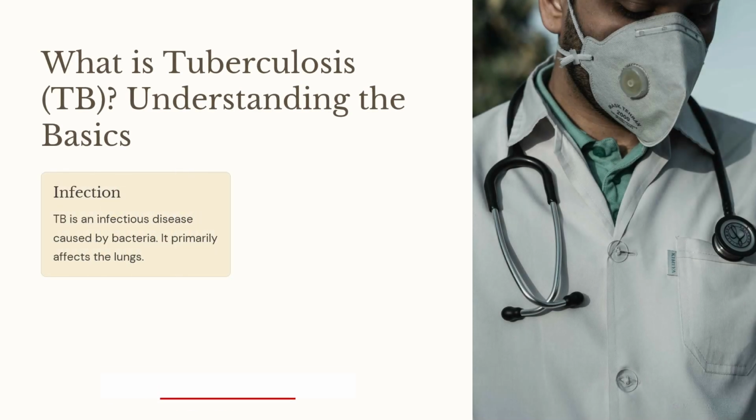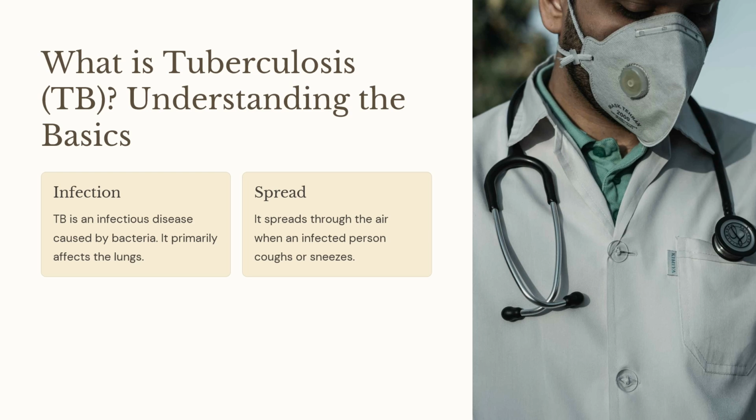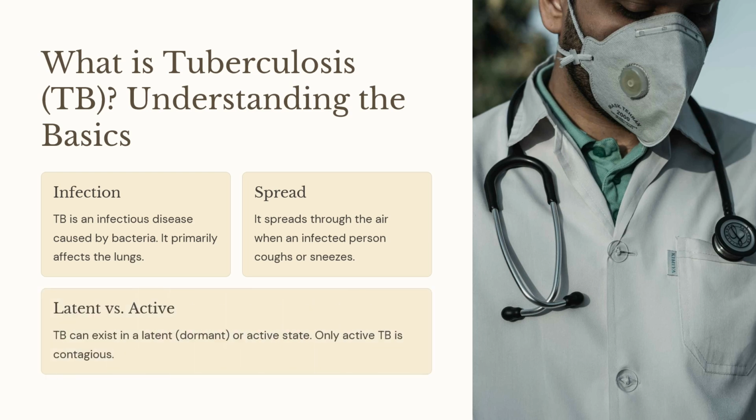We're faced with the question: what is tuberculosis? TB is an infectious disease caused by bacteria, primarily affecting the lungs. It spreads through the air when an infected person coughs or sneezes, releasing tiny droplets containing the bacteria. TB can exist in two states, latent and active. In its latent form, the bacteria remain dormant in the body, and the person is not contagious. However, when TB becomes active, it can cause severe illness and is highly contagious.